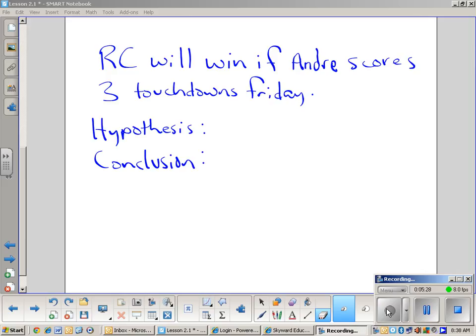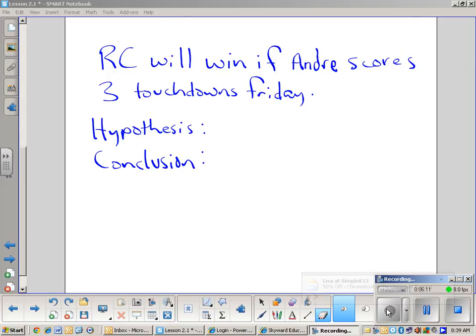Okay, does anybody agree with her? Anybody disagree with her? What do you think? RC will win. Okay? I wrote it this way because they will write them this way sometimes, and so I wanted you to see them ahead of time. But remember that if is our key word to find hypothesis, right? So if we rewrote this in if-then form, it would say, if what? Andre scores 3 touchdowns, then RC will win.